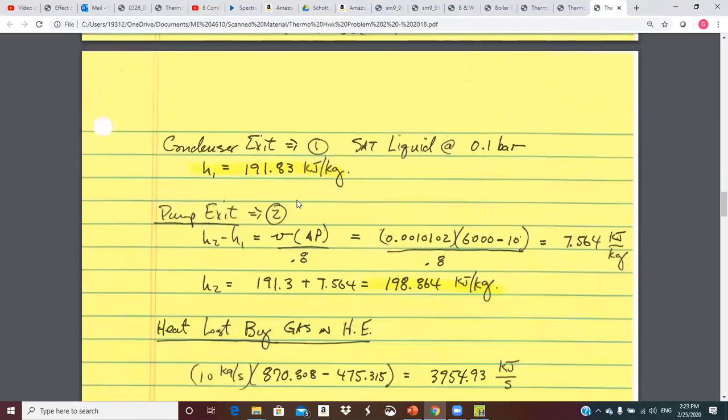Okay. So then the condenser exit, that's just a lookup, saturated liquid at 0.1 bar. That's easy. The pump exit at 2: this is specific volume times delta P, and now I'm dividing by 0.8 because that's the isentropic efficiency of the pump. That makes the pump work a little bit bigger. Again, if you use kPa, the units take care of themselves, and so this pump work is 7.56 kilojoules per kilogram, and then I can add that on to this enthalpy out of the condenser, and that gets me the enthalpy out of the pump.